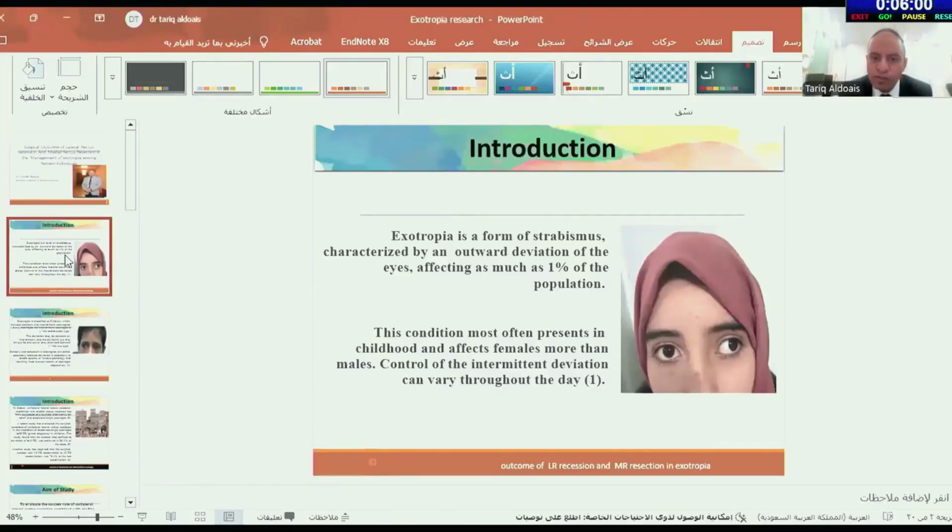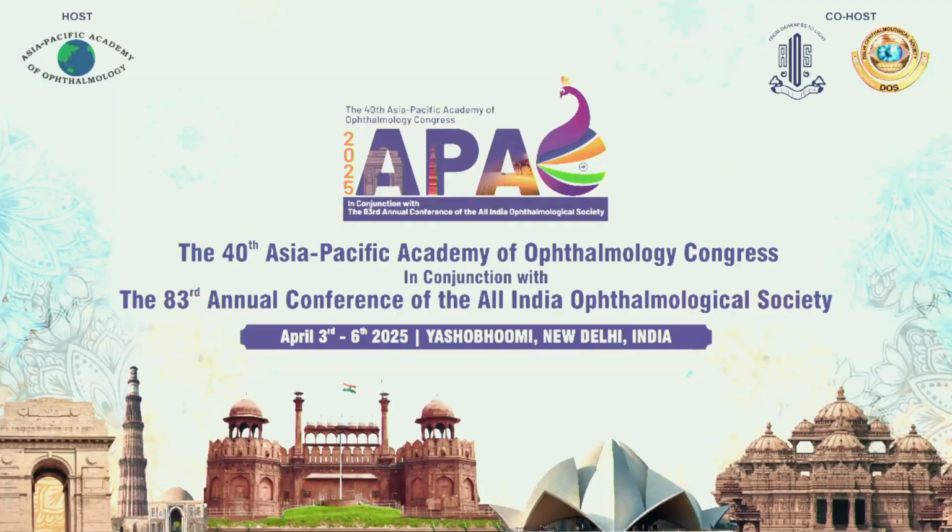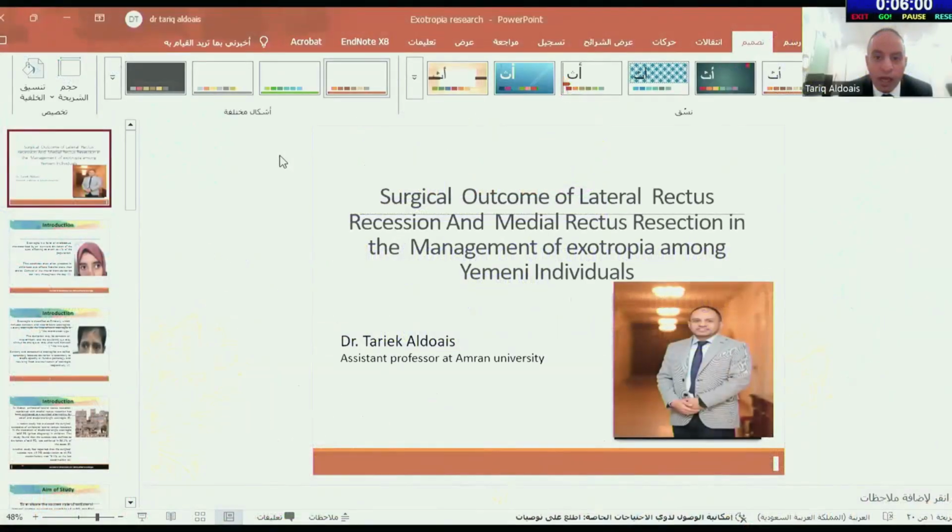Exotropia is a form of strabismus characterized by outward deviation of the eye, affecting much more than 1% of population. The condition most often presents in childhood and affects females. Today I speak with surgical outcome of lateral rectus recession and medial rectus resection in the management of exotropia among Yemeni individuals.